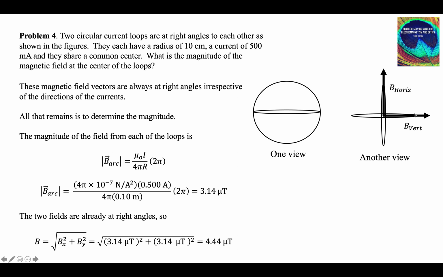If we assume these two magnetic field vectors are the case, then we can put down the sum of the two vectors. This vector is 4.44 microtesla long. That's the answer to problem 4, which concludes exam 1.